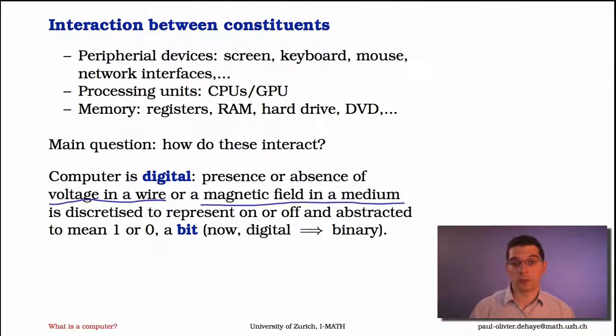So the voltage will be discretized, the magnetic field will be discretized, and this is used to represent on-off and abstracted to mean 1 or 0. And this 1 or 0 concept is very important. It's what's called a bit.